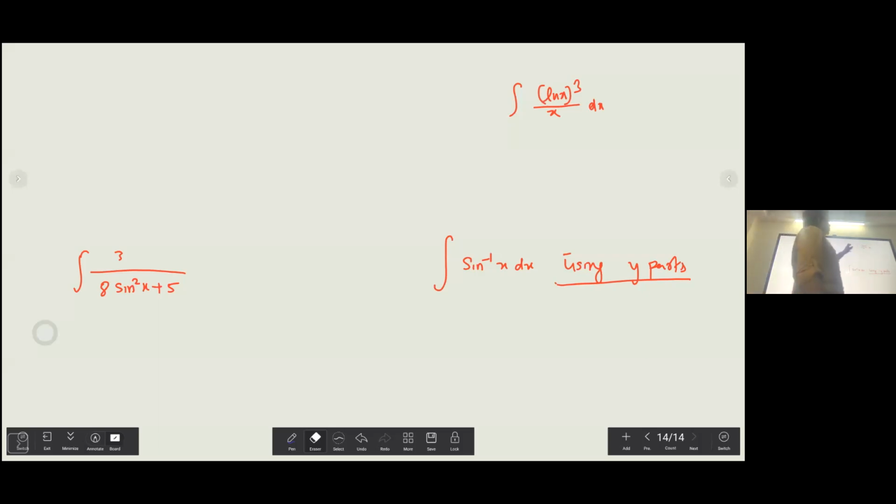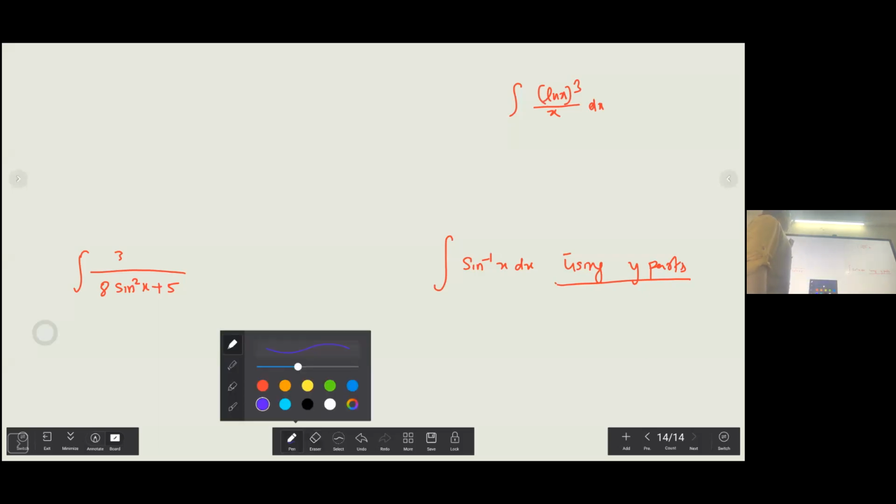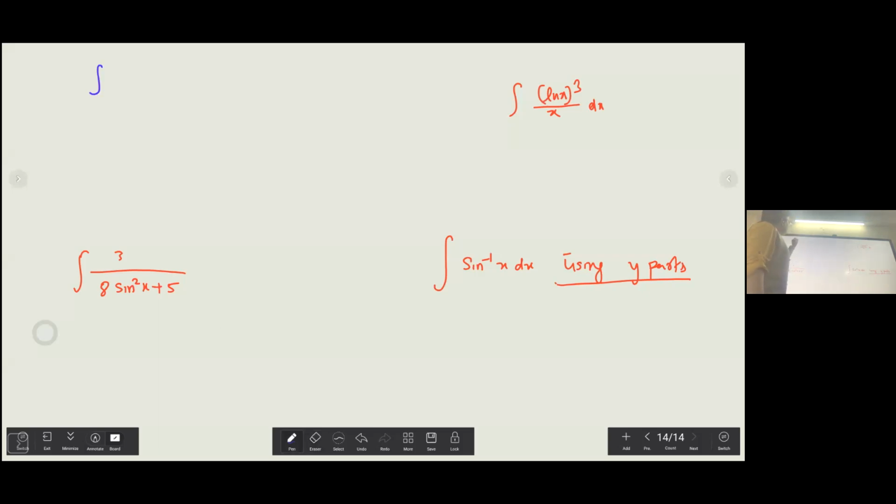So our next question is, let's say I have to integrate ln x the whole cube upon x. It's one of the very simple ones. So when you're integrating ln x the whole cube upon x dx, let's take u as ln x. So du by dx is going to be 1 upon x. Firstly, the reason I'm taking ln x as the substitution is that I can see 1 upon x as a multiplier, which is the derivative of ln x.